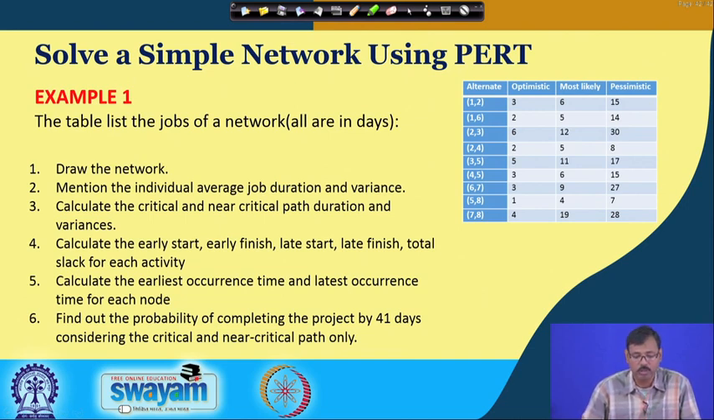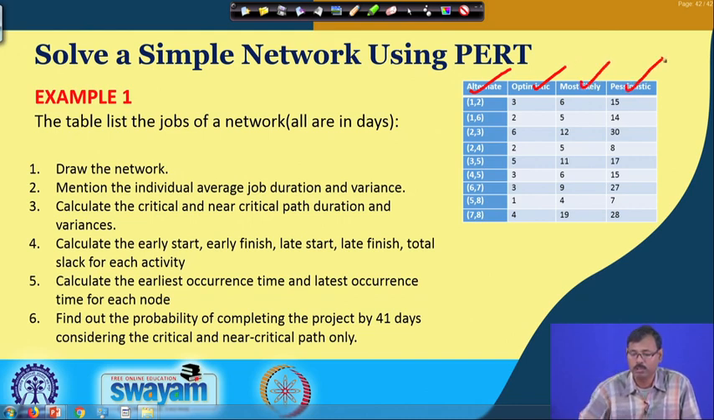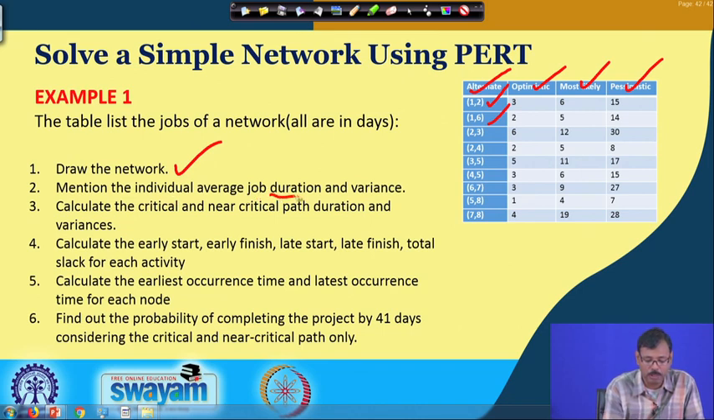So, let us consider one example. This is the table given for the network. Now, the alternates are given here. Optimistic completion time, most likely completion time, and pessimistic completion time are given. So, we have given the names A, B, C, D attributed to these jobs. The problem is stated: you have to draw the network, and you have to mention the individual and average job duration and variance of each and every activity.